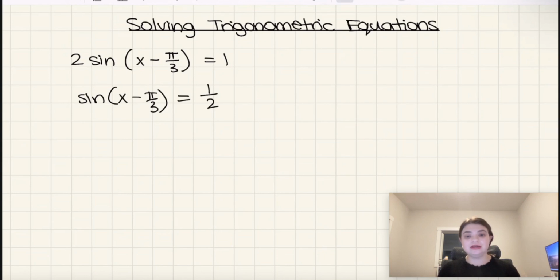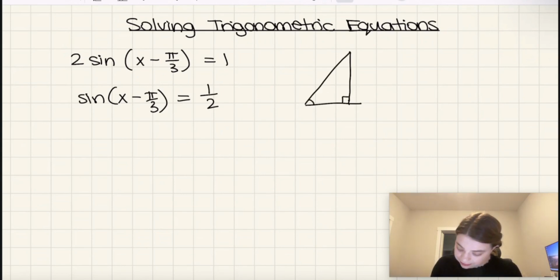The next thing we need to do is use the special triangles to identify, well, when does the sine of something equal 1/2? Well, for that, we're going to use the pi over 3, pi over 2, pi over 6 special triangle. So I'm just going to draw a quick sketch of that here. So here we have pi over 3, root 3, pi over 6, 2, 1, like that.